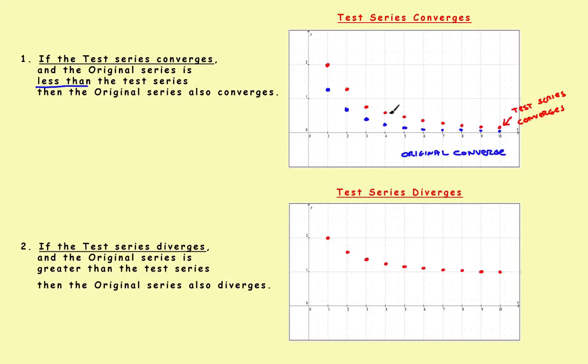So again, if the test series is converging and the original series is less than the test series, then the original series must also converge. And that's what this definition says.